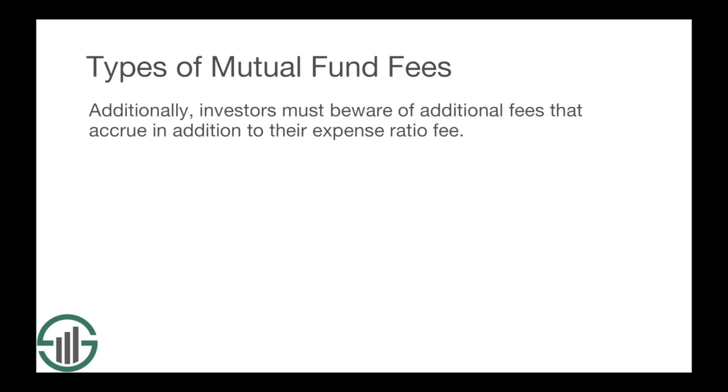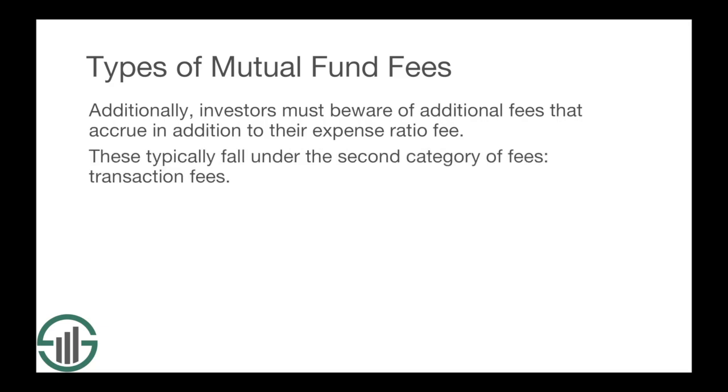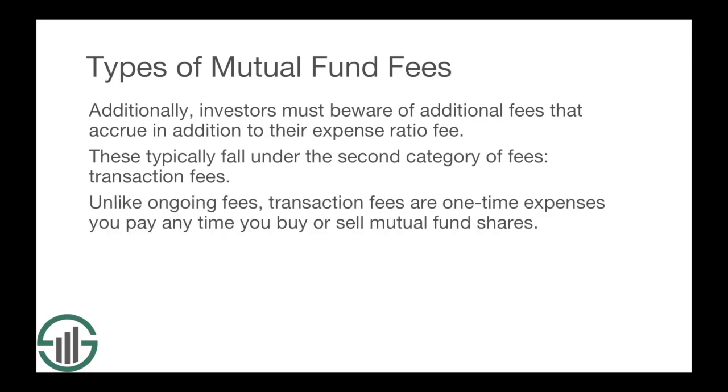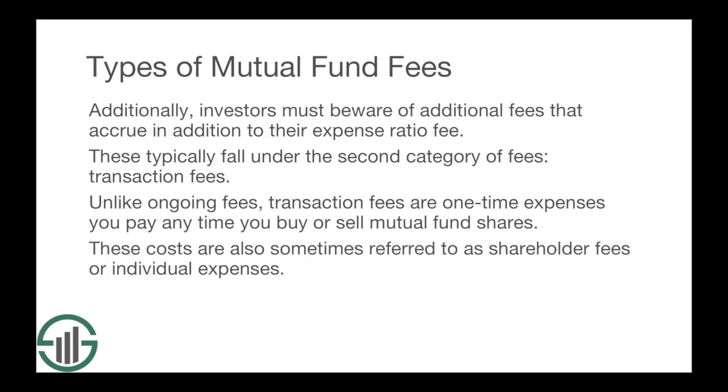Additionally, investors must beware of additional fees that accrue in addition to their expense ratio fee. These typically fall under the second category of fees, transaction fees. Unlike ongoing fees, transaction fees are one-time expenses you pay anytime you buy or sell mutual fund shares. These costs are also sometimes referred to as shareholder fees or individual expenses.